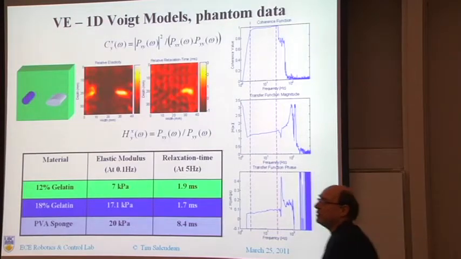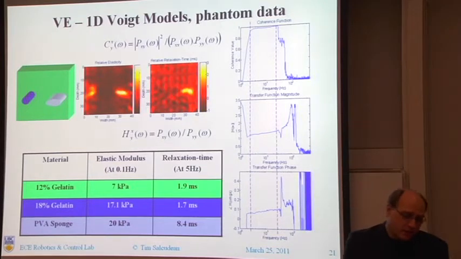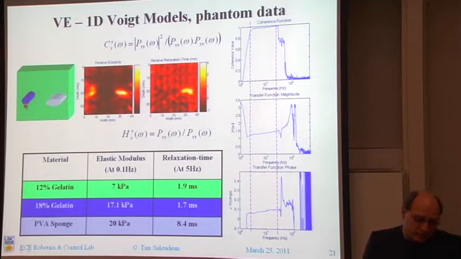Here are the images that this gives you. We have here a phantom which has a gelatin background, the substrate, and inside it we have a higher concentration gelatin, which gives you a higher stiffness. You have a contrast in stiffness from 7 kilopascals to 17 kilopascals. But these two have roughly the same relaxation time.